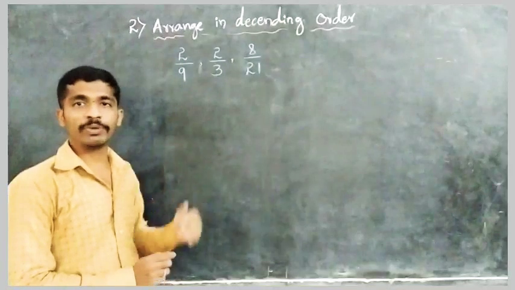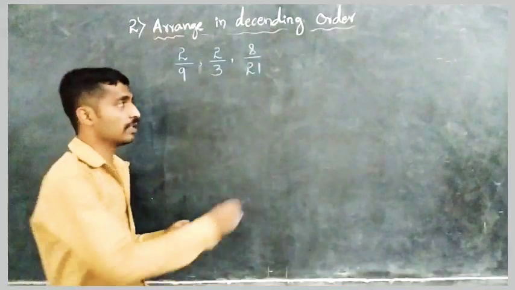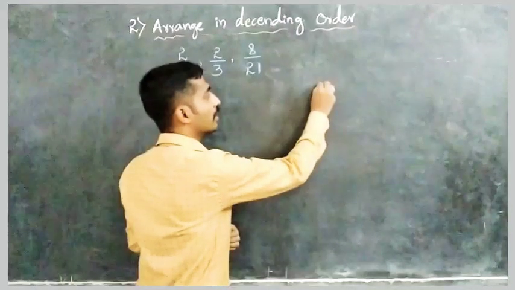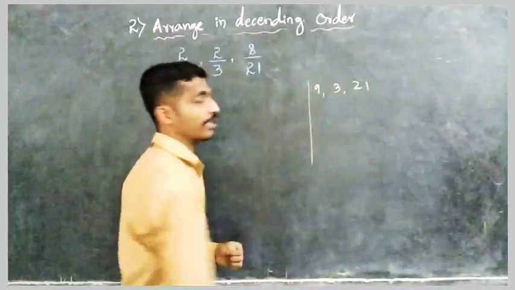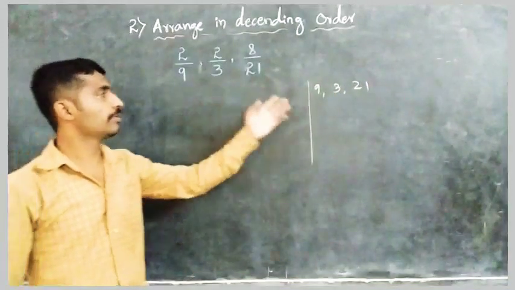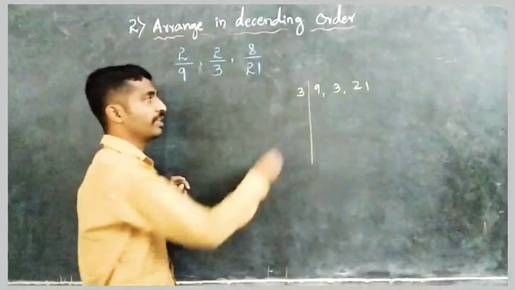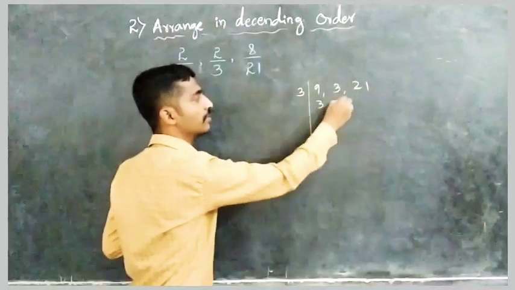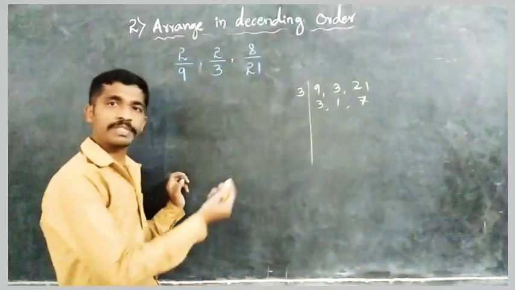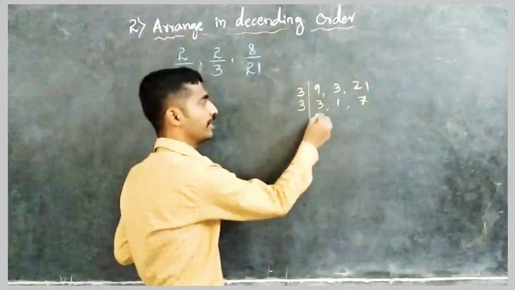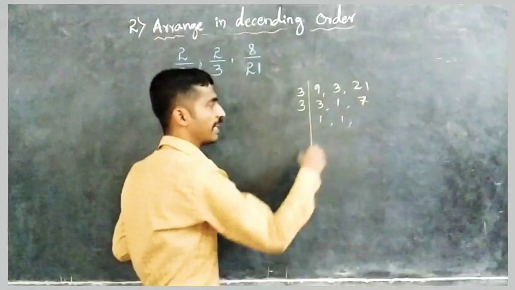So to make the denominator same, what you have to do? You have to take the LCM of all 3 denominators. So let's see. 9 is there, 3, 21. Okay. So try to do it with the long division method. So first start with 3. 3 3s are 9, 3 1s are 3, 3 7s are 21. Again 3 1s are 3. Okay, 1 is there already, keep it like that only.